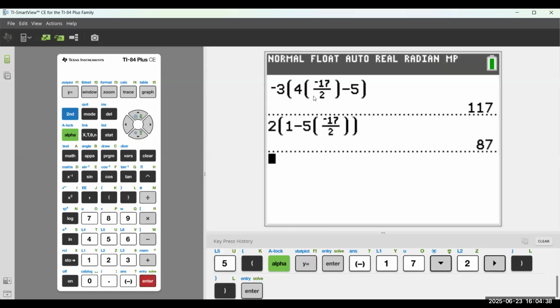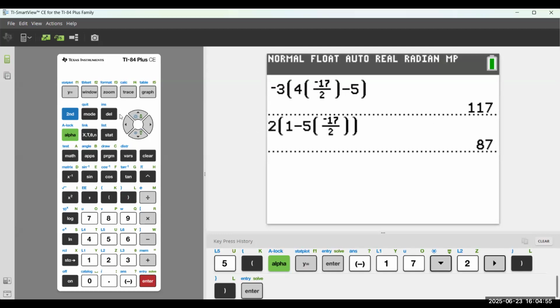As you see, the left side is the first equation I typed in. The right side is the second equation I typed in. Those answer choices are not equal to each other. We're trying to figure out what x value does make them equal. -17/2 was not the correct x value.